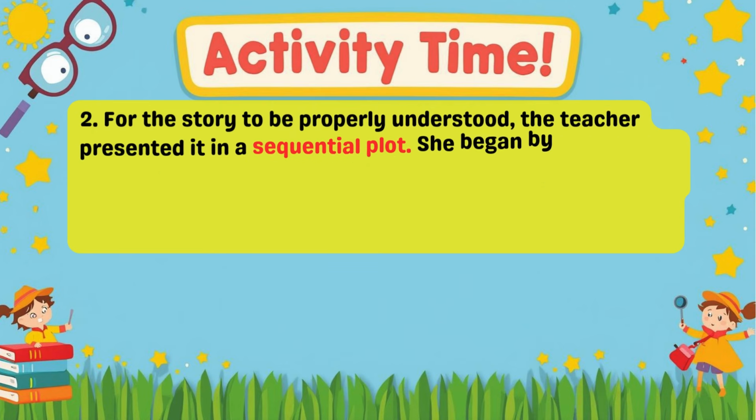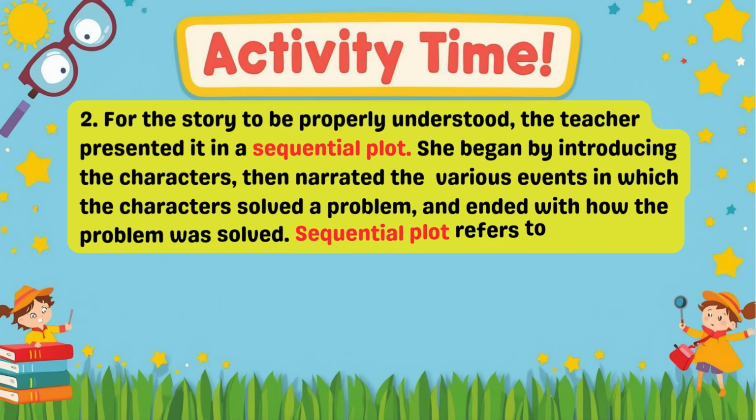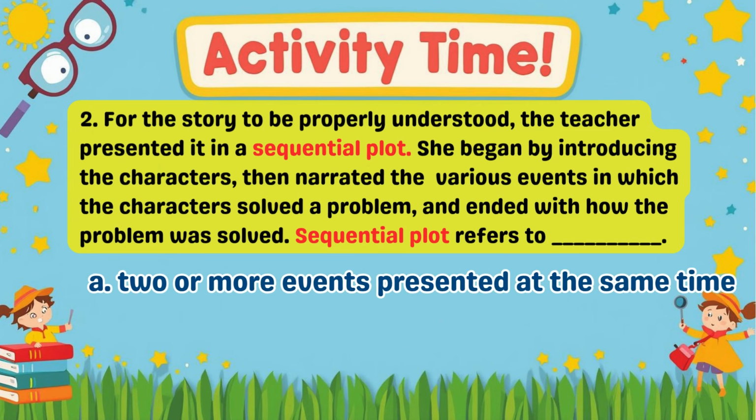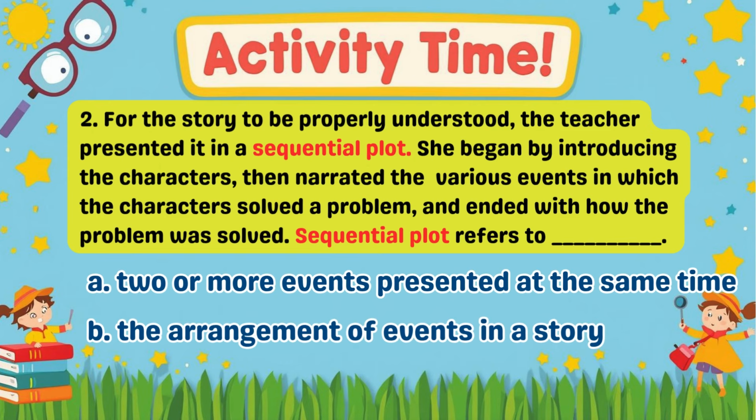Number 2. For the story to be properly understood, the teacher presented it in a sequential plot. She began by introducing the characters, then narrated the various events in which the characters solved a problem, and ended with how the problem was solved. Sequential plot refers to letter A, two or more events presented at the same time, or letter B, the arrangement of events in a story. The correct answer is letter B. Plot is the arrangement of events in a story.